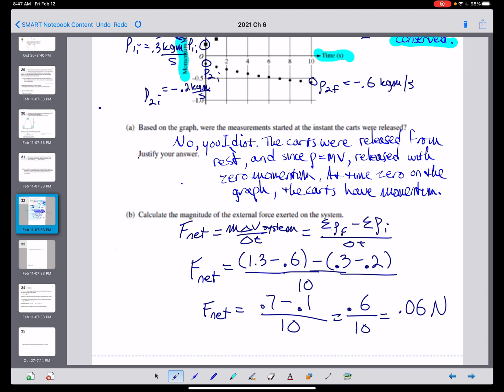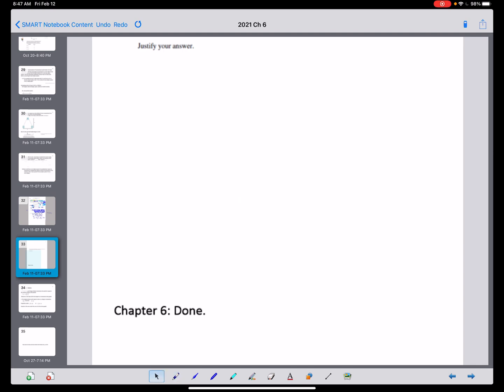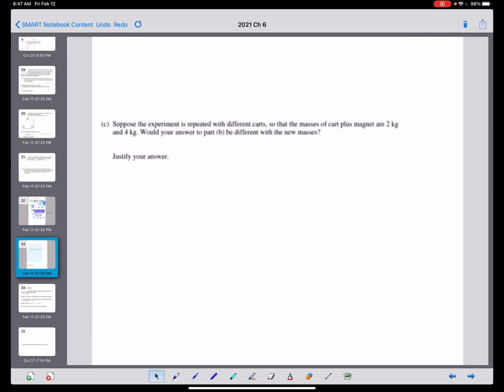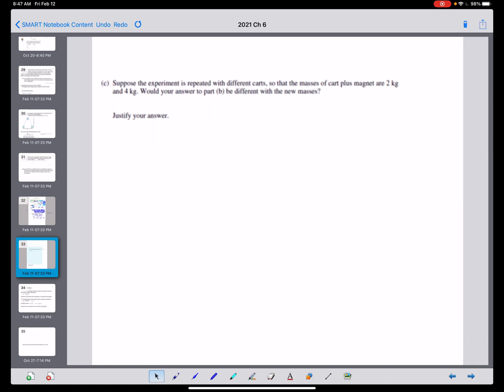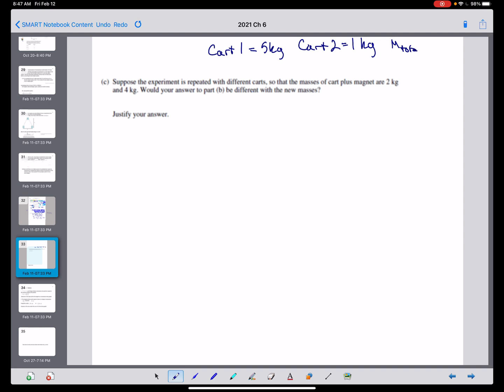Which brings us to the last problem on the last page, which asks us, what if we change the individual masses of the carts. It says, suppose the experiment is repeated with different carts, where the masses of cart plus magnet are 2 and 4. Now remember something from page 25. Cart 1 was 5 kilograms. Cart 2 was 1 kilogram. So M total was 5 and 1, which is 6 kilograms.